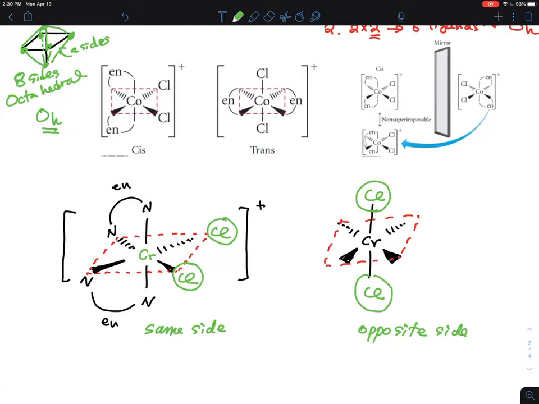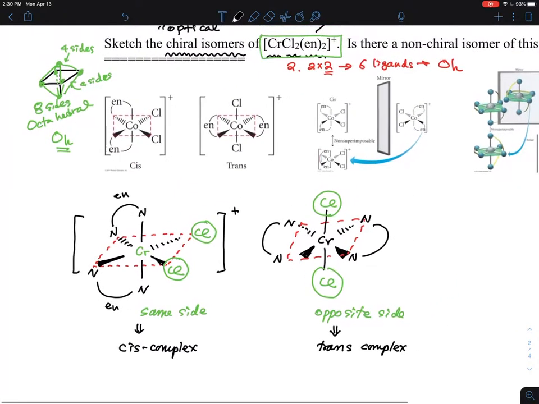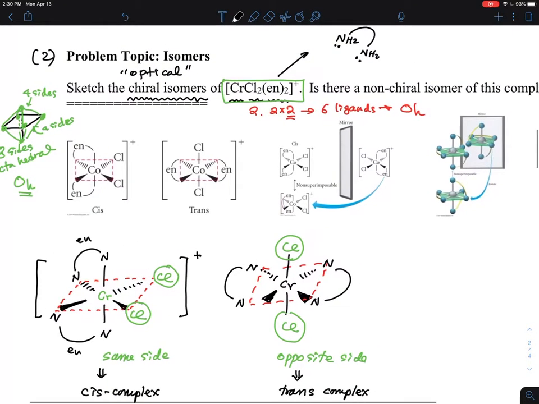Then you can finish the rest of the drawing: the nitrogen is connected this way, nitrogen connected that way, and this is how they form. So I can see that this is what you call the trans complex, and this is what we call the cis complex. There are two possibilities, putting these two chlorines on the same side and on the opposite side. And then, is there a non-chiral isomer of this compound?